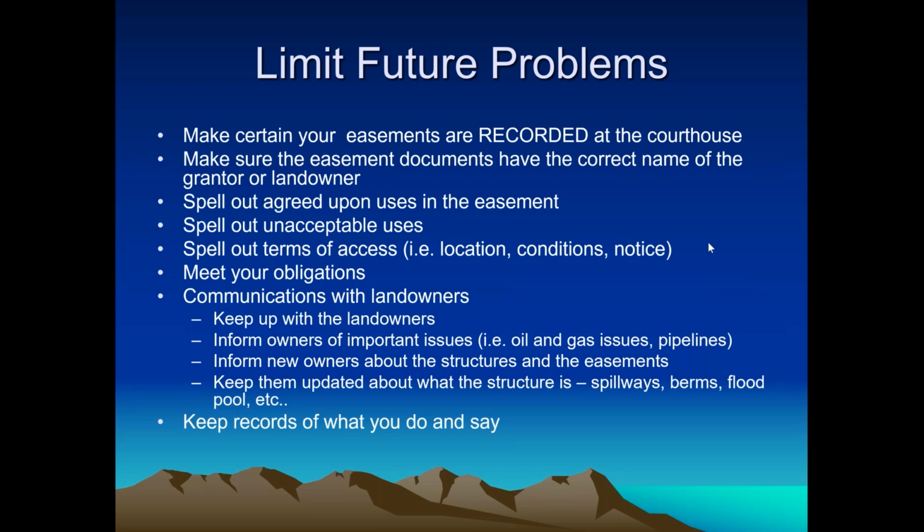So keep up with who the landowners are. The land can change hands, and you want to make sure that you know who the landowners are. You want to inform the landowners of the important issues.